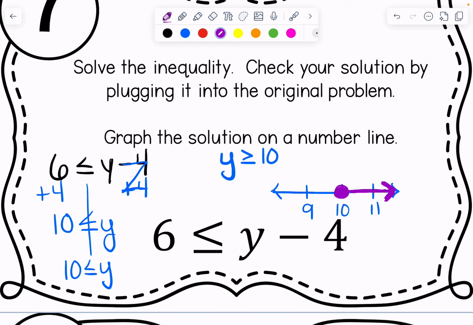And then just to check it, I can plug in any value that's greater than 10. And I'm going to look at my original inequality. So I'm just going to plug in 11. And I just want to determine that this is true. So if I plug in 11 for y, 11 minus 4 gives me 7. And then if I compare my inequality, I have 6 is less than or equal to 7. That's true, so that means I've shaded the correct part of my inequality.